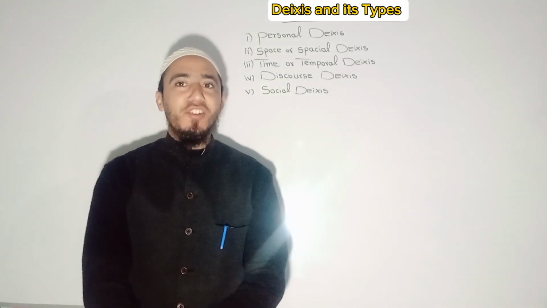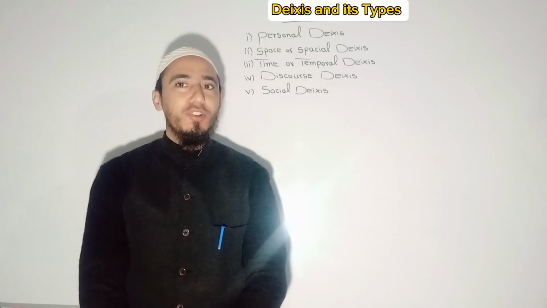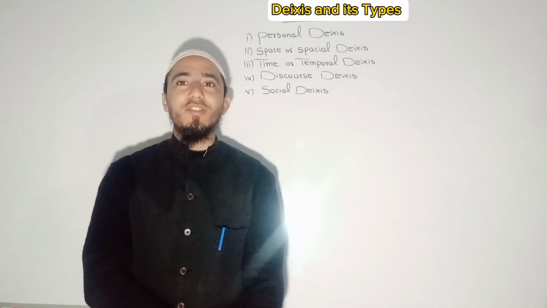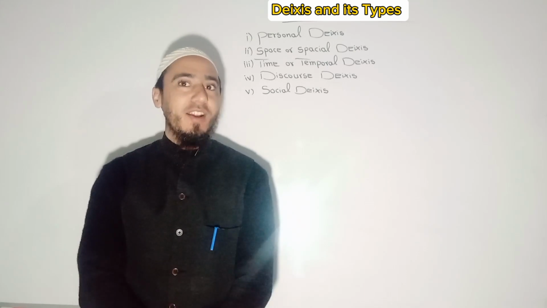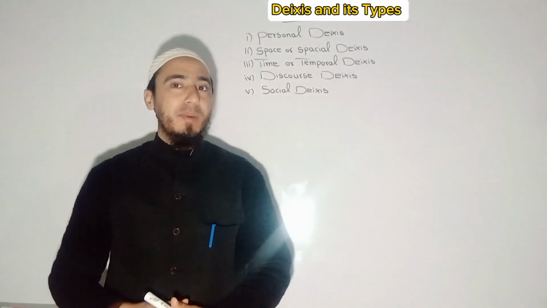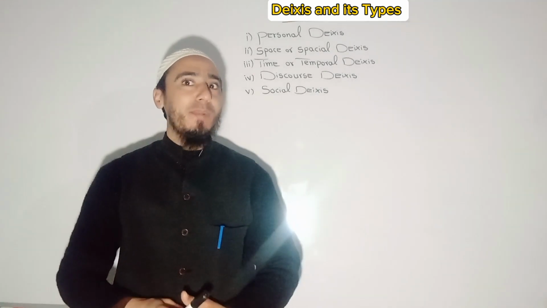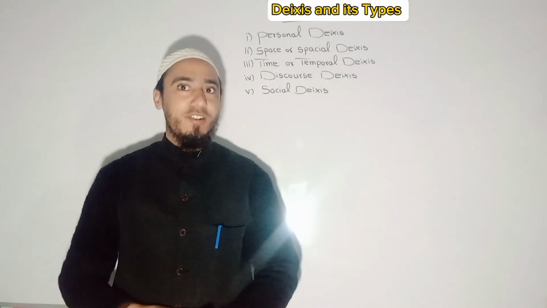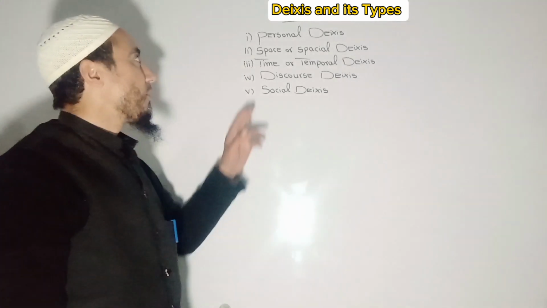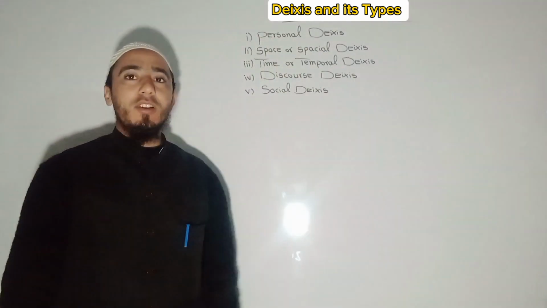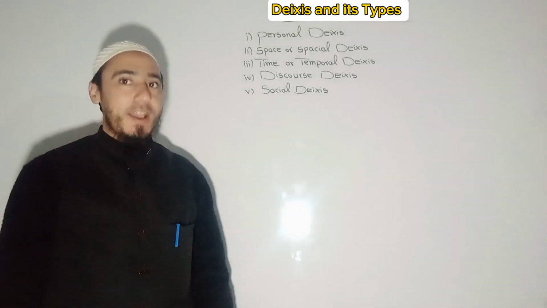Honorable listeners and respectable audience, you know that we have started a series of linguistics. In linguistics, we commenced the chapter that is known as pragmatics. Pragmatics is the use of language and the context. Listeners and audience, today the topic which I have brought for you is about deixis and its types.